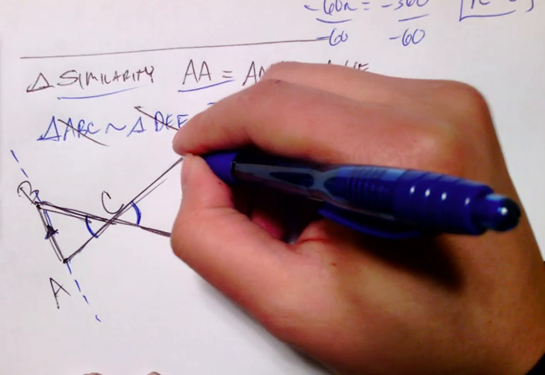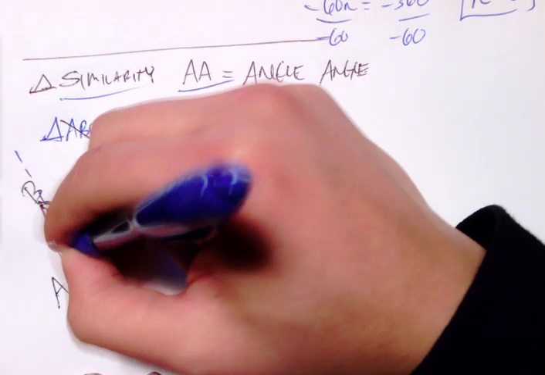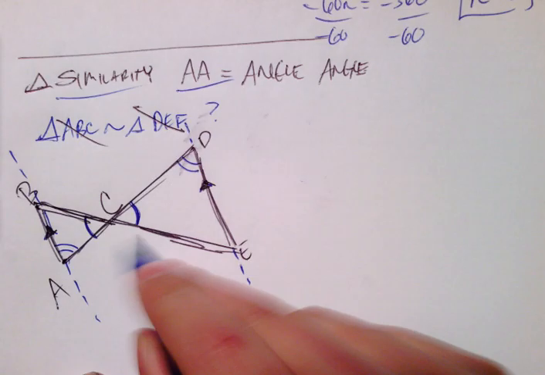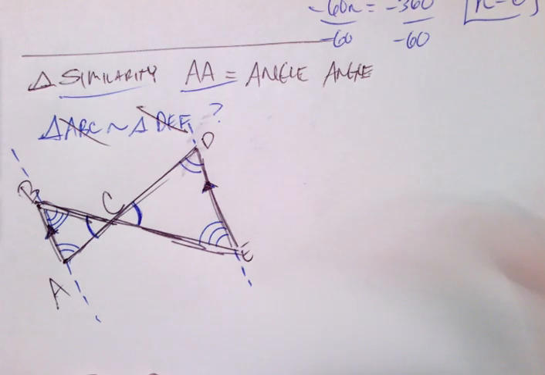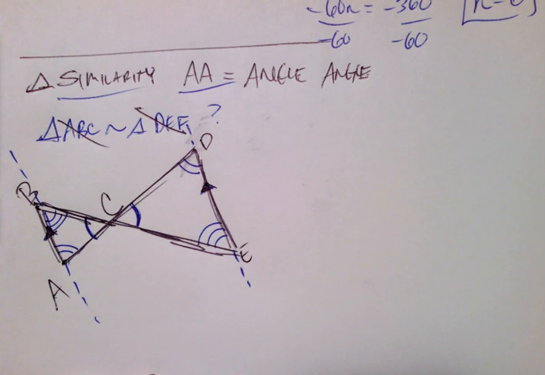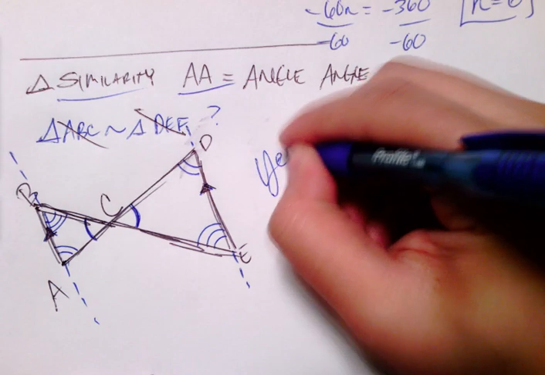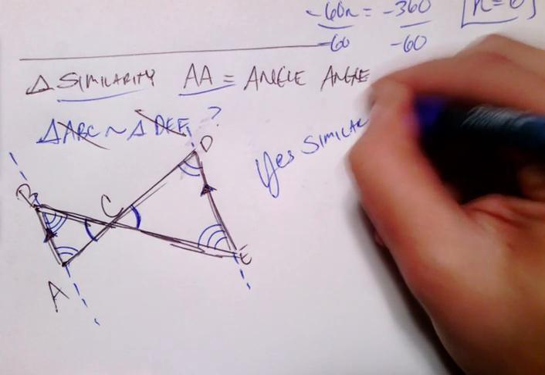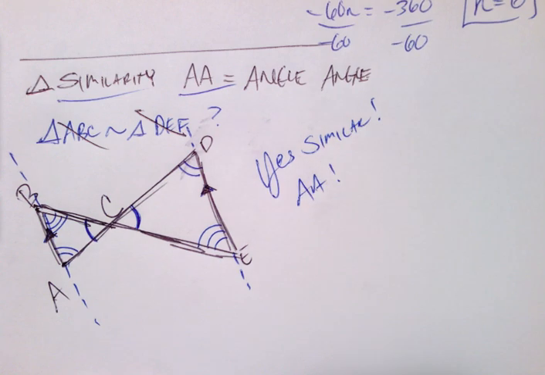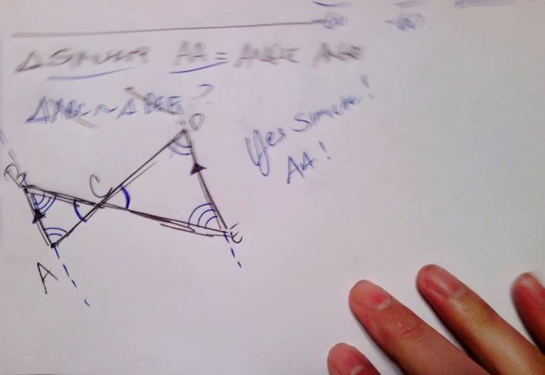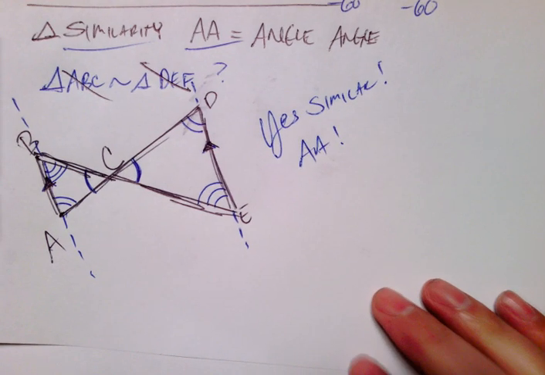So you can actually prove that all three of these angles are equal. Those are what we call alternate interior angles, and these are alternate interior angles right there. So we've actually proved that three of these angles are congruent. Therefore, by angle, they are similar. So what you would write is yes, similar. The reason why is angle right there. Okay? So that's how you solve that one.